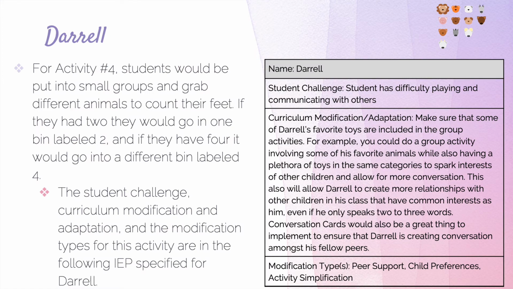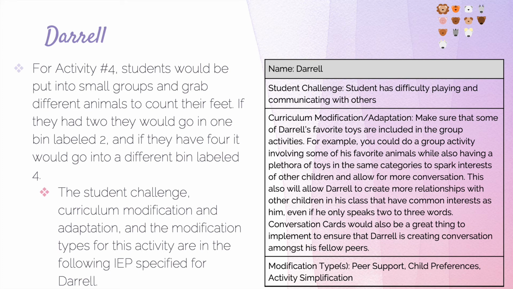So for one of the activities, students would be put into small groups and they would have to grab different animals and count their feet. They would have 2 bins, one labeled 2 and one labeled 4, and they would have to put the animal in the correct bin.